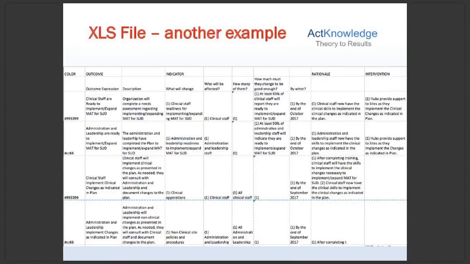Here's another example of the Excel file, and this user has fleshed it out much more fully. She hasn't put the colors in manually, but she could. But these are the outcome expressions themselves, taken right from the graphic. This is a further description of what the outcome means, which is there's a window in the outcome editor in TOCO that allows you to enter this information. It doesn't appear on the graphic, but it appears here. And then all the indicator columns, and then rationales, and then interventions.